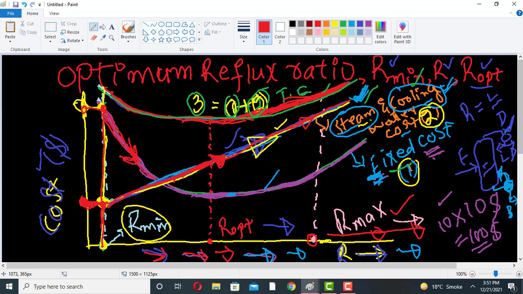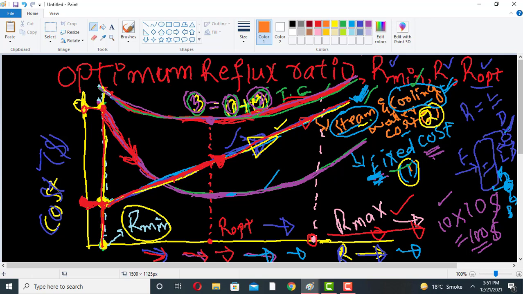Now what will be the optimum reflux ratio? The optimum reflux ratio will be that reflux ratio at which the total cost will be minimum. So this is the combined curve: fixed cost plus operating cost gives us the total cost line. The optimum reflux ratio is the one at which the total cost of the column is minimum.